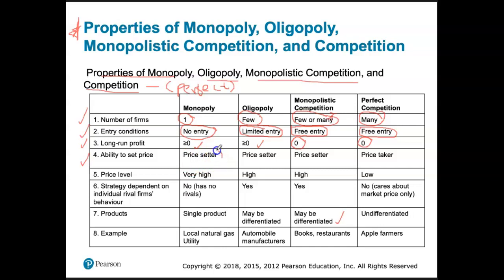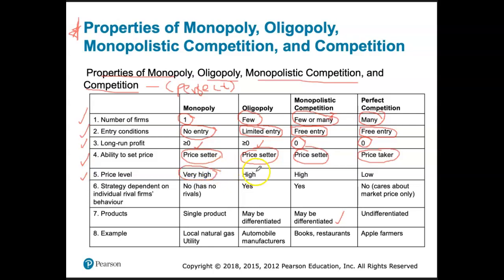What about the ability to set price in row 4? For a monopoly, it tends to be a price setter. Oligopoly tends to be a price setter, meaning they choose their own price. Monopolistic competition tends to be a price setter, right? But in perfect competition, the firms tend to be price takers. In terms of the price level, for a monopoly, it tends to be very high.